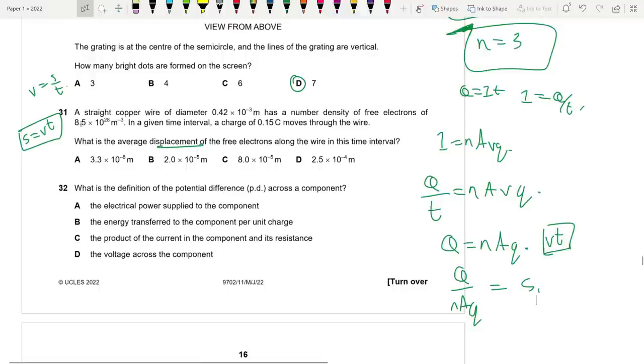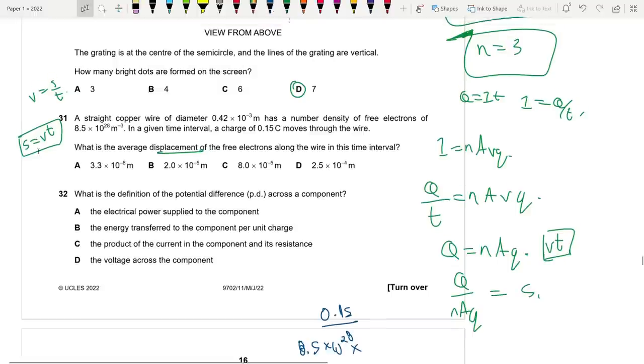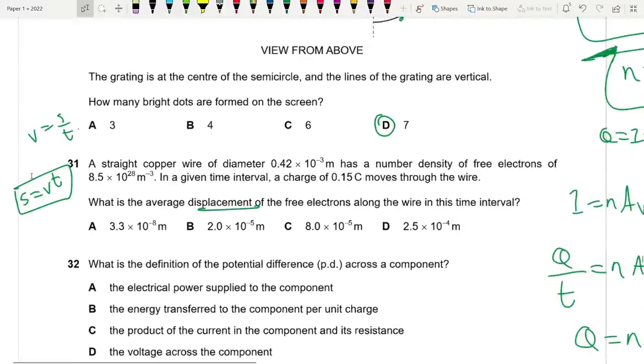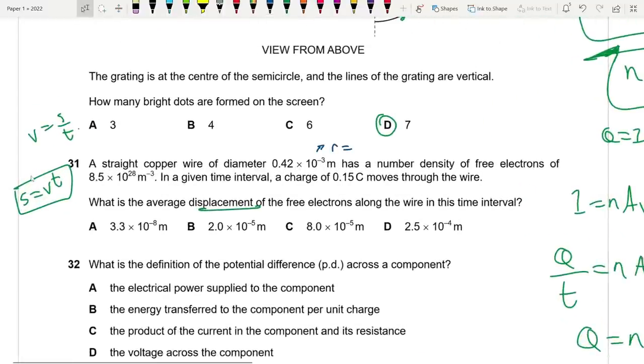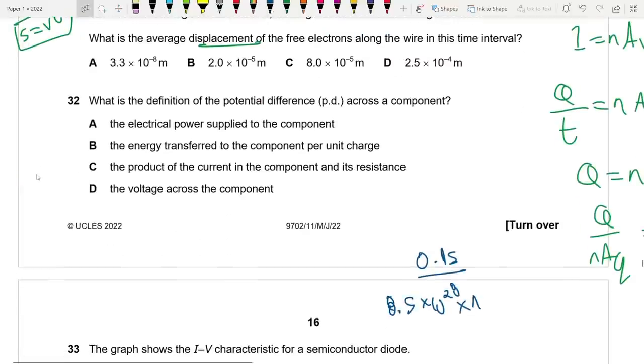So let's find this out. Q is actually 0.15, that's the capital Q, the charge passed through. n is the number density, 8.5 × 10^28. Area is basically pi d squared by 4, right? Or you can go for pi r squared, it's up to you. You can find out the radius easily. The radius is 0.21 × 10^-3.